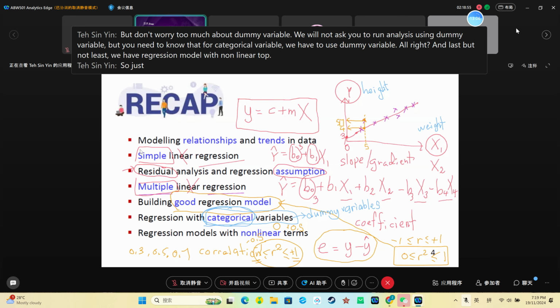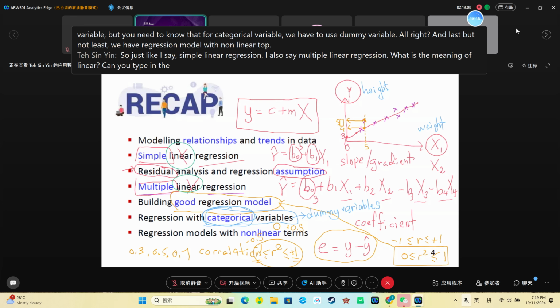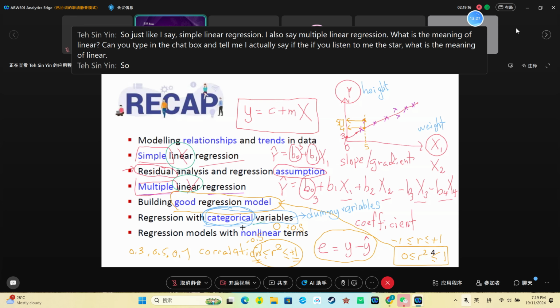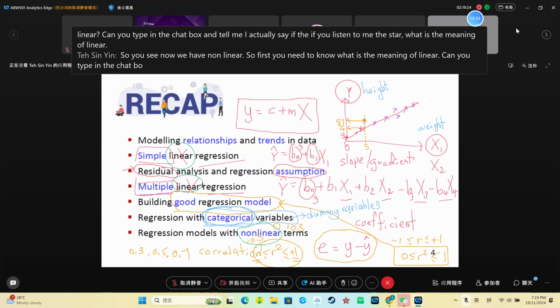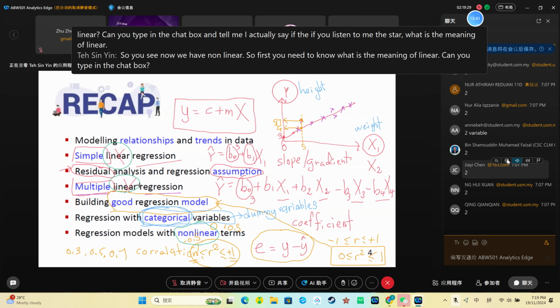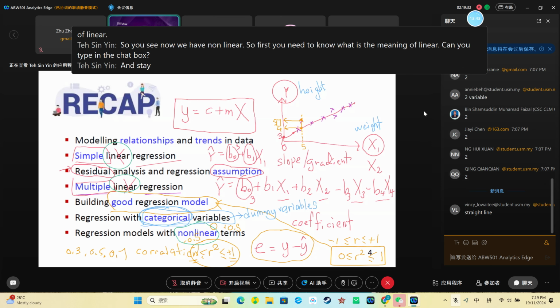So just now I said simple linear regression. I also said multiple linear regression. What is the meaning of linear? Can you type in the chat box and tell me? I actually said it just now, if you listened to me. So you see now we have non-linear. First you need to know what is the meaning of linear. Can you type in the chat box? I'm still waiting for your answer.